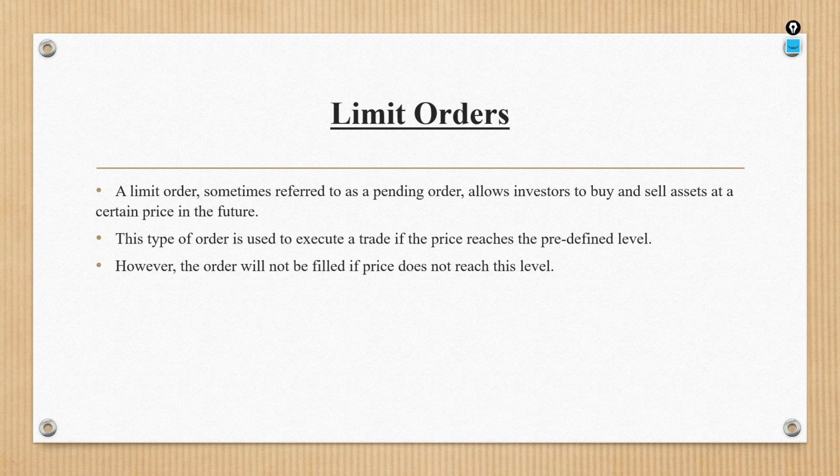So let's say you don't want to buy a particular asset, or sell it, at the current price, and you wish to sell or buy at a later price. You're going to use what we call a limit order or a pending order. This type of order is used to execute a trade if the price reaches the predefined level. However, the order will not be filled if price does not reach that level. So you can determine a particular level to say, I'll enter from this particular zone.